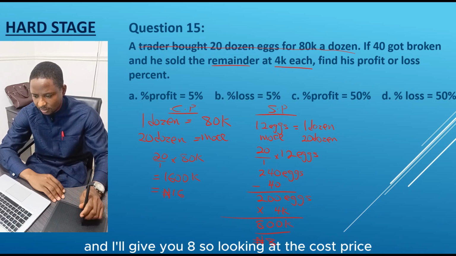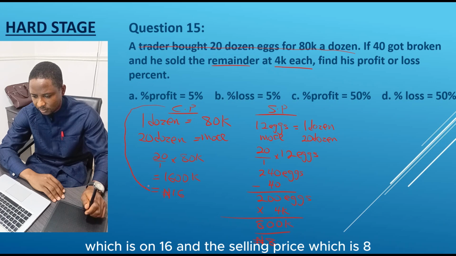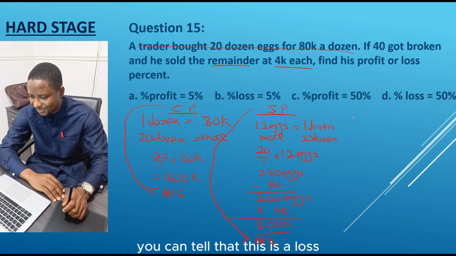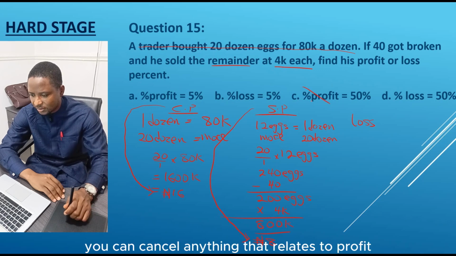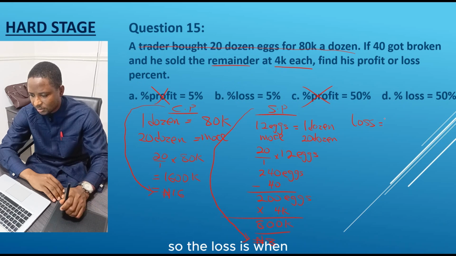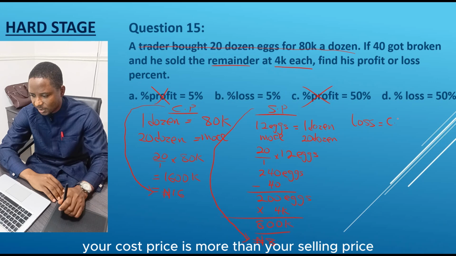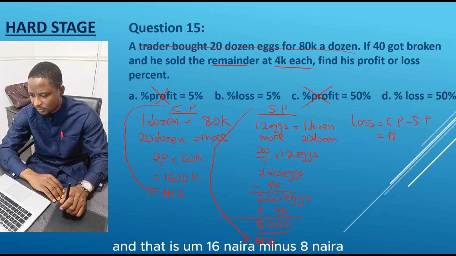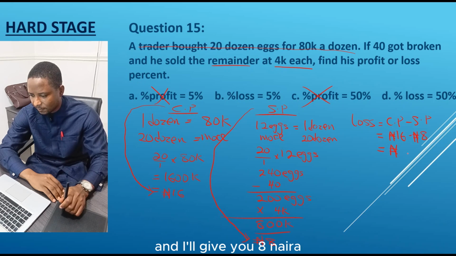So looking at the cost price, which is 16, and the selling price, which is 8, you can tell that this is a loss. On account of that, you can cancel anything that relates to profit. So your answer is between B and D. The loss is when your cost price is more than your selling price. And that is 16 naira minus 8 naira. And that will give you 8 naira.